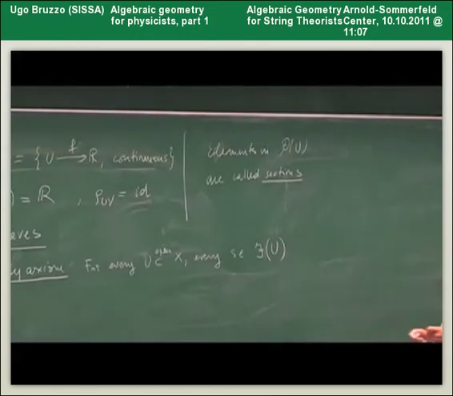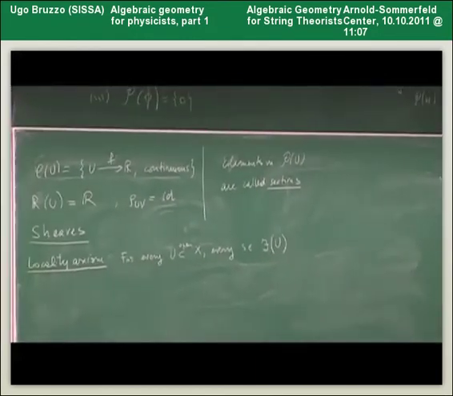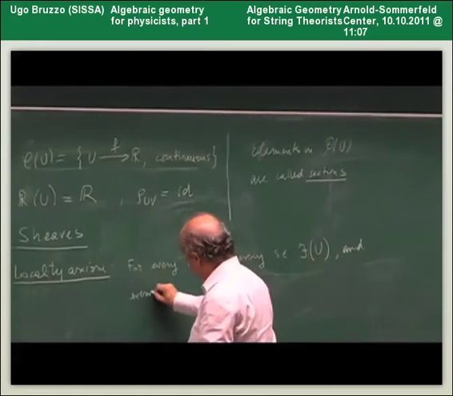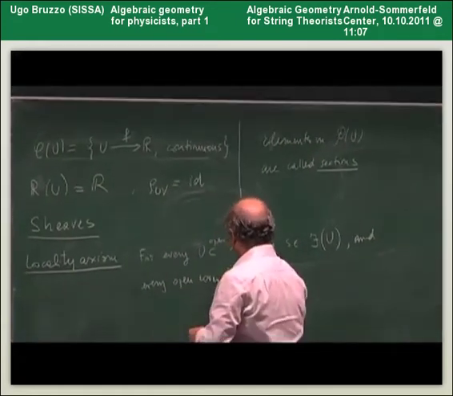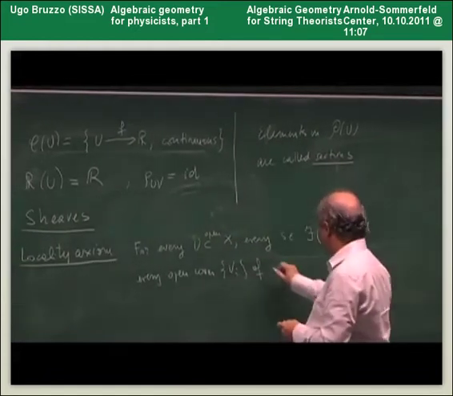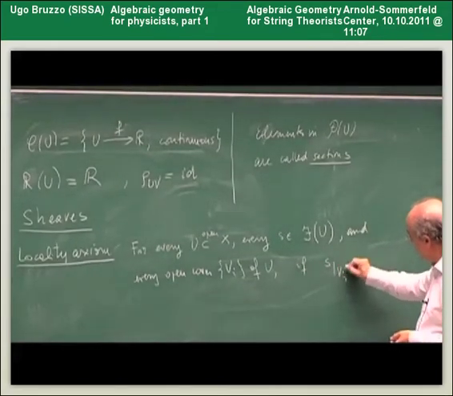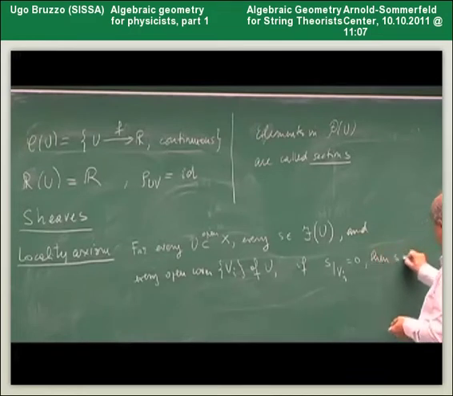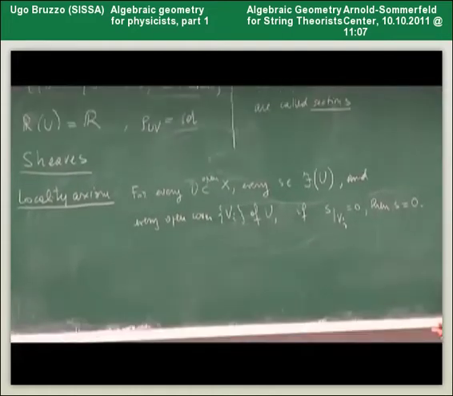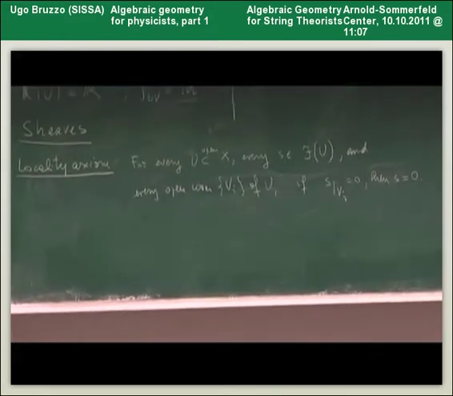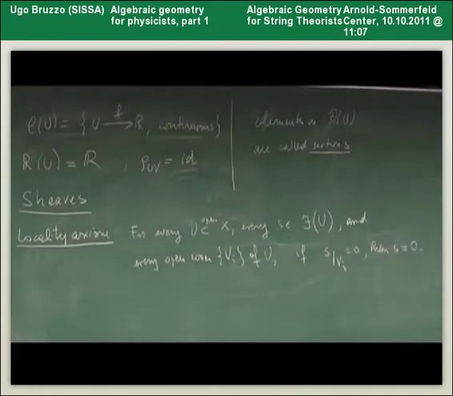So for every section in our sheaf over U, and every open cover V_i of U, if the restriction of S to any V_i is 0, then S is 0. So in order to check that a section is 0, it's enough to check it on the elements of some open cover. So in this sense, it's enough to check this locally. So this is the first axiom.